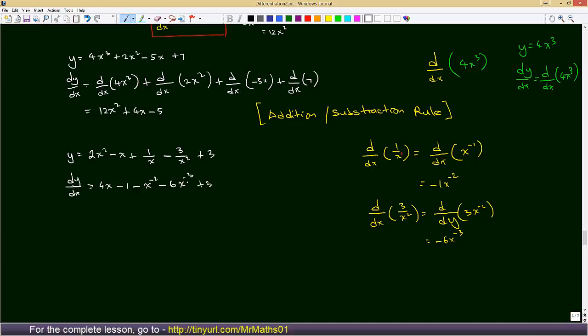Okay, and we can make it nicer. This is accepted, but we can make the expression for dy/dx a little bit nicer by doing this. Put all the negative powers back to positive, in the denominator. I made a mistake here. There is no plus 3 here, because differentiation of 3 is 0. This is the final answer.